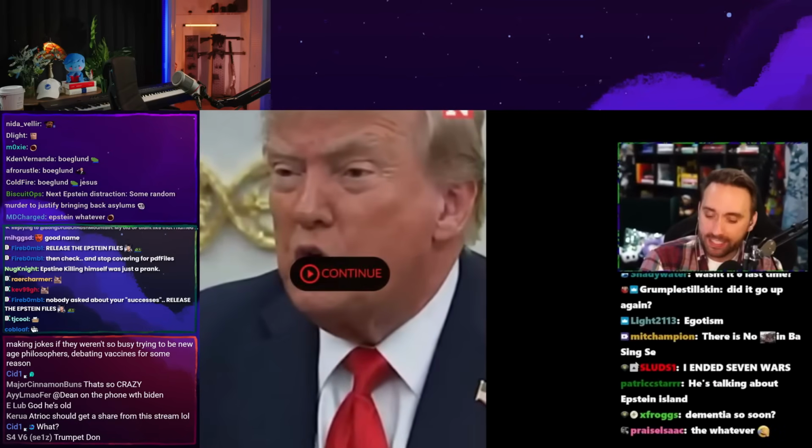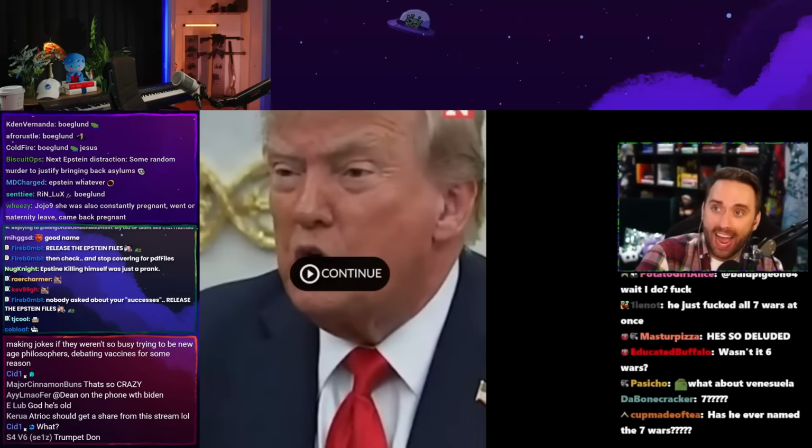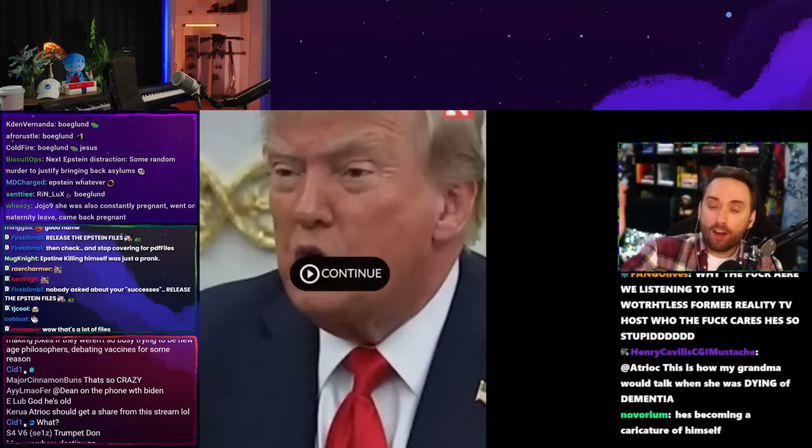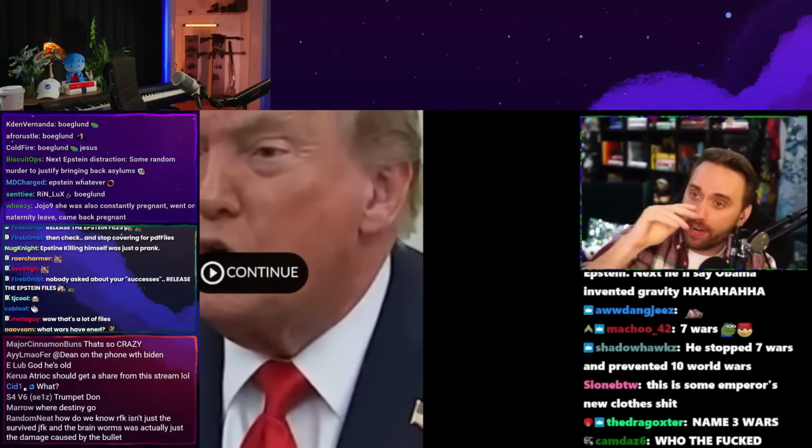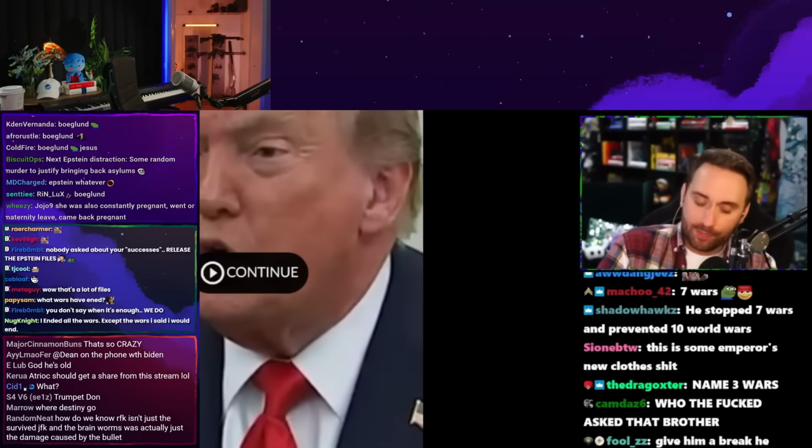No files have been released. The victims are asking for them to be released. Congress, in this case Thomas Massie, is asking for them to be released. Nearly a majority of Congress, we need 2 more votes, asking to be released.